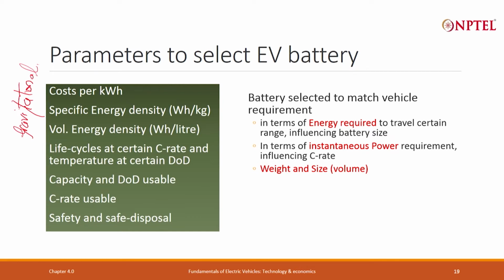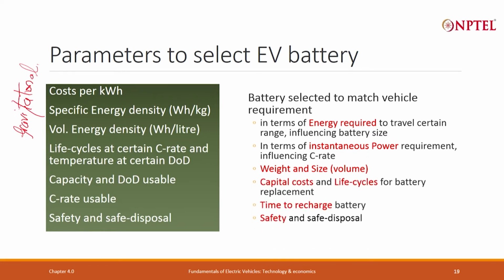And it is the motor people who will tell you what power is required. So, the instantaneous power required influences the C rate and the capacity of the battery. And of course, weight and size become very important, as I talked about. Capital cost becomes very important, and life cycles become very important, because capital cost has to be divided by the number of years that I can use it. Second, you have to take into account the interest rate, we will come to that later, because if you have borrowed money, you are going to pay interest.